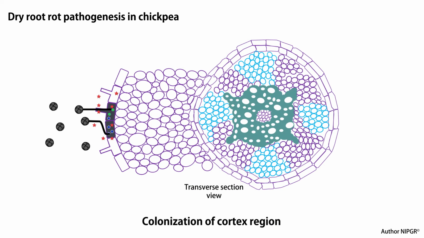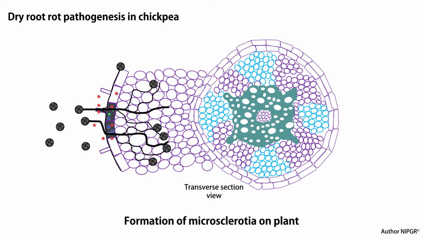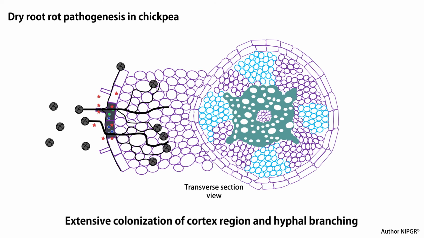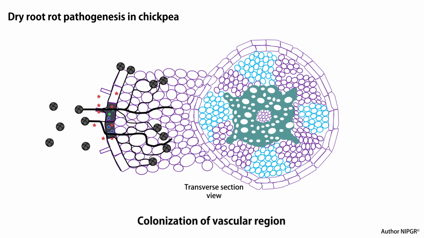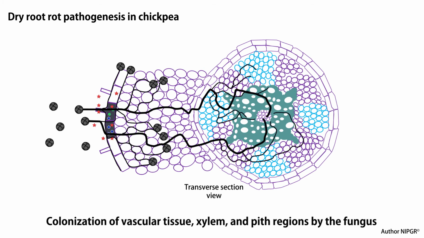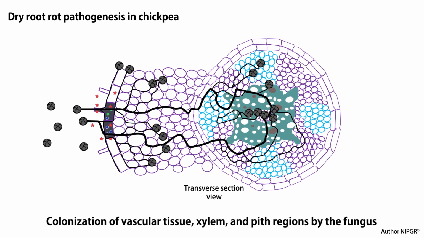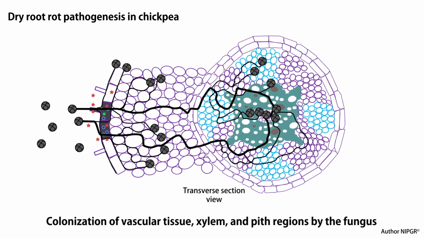After the establishment of infection, the fungus colonizes the cortex region. At the same time, hyphal branching event occurs, which is the hallmark of initiation of severe infection. The branched mycelia form microsclerotia and further extend the infection. Then, colonization of the entire cortex and epidermal surface and formation of more microsclerotia occur. Furthermore, colonization of the vascular region starts. Finally, fungus colonizes the xylem and pith region and causes root rot with formation of more microsclerotia. The colonized plant roots eventually rot, which results in the death of the whole plant.